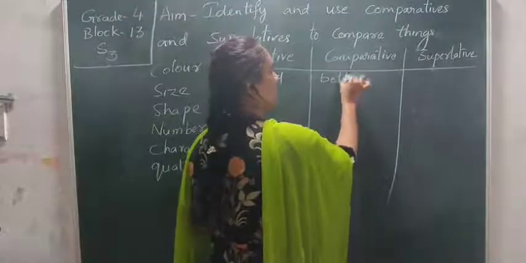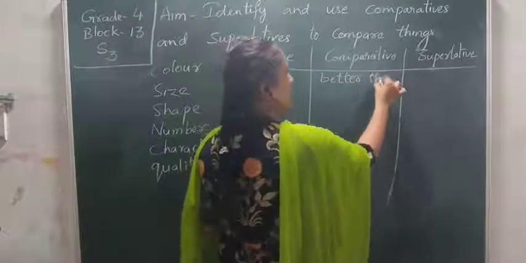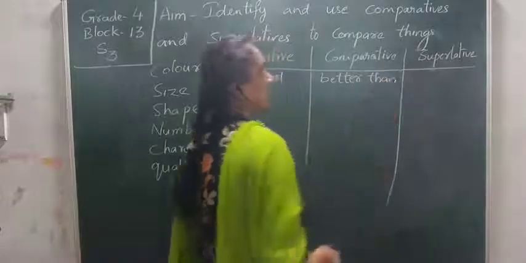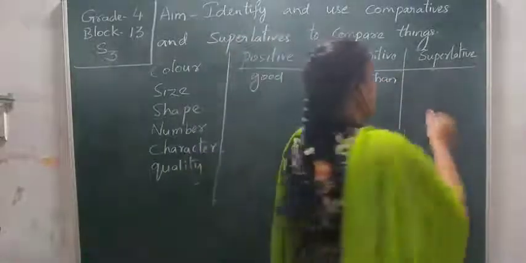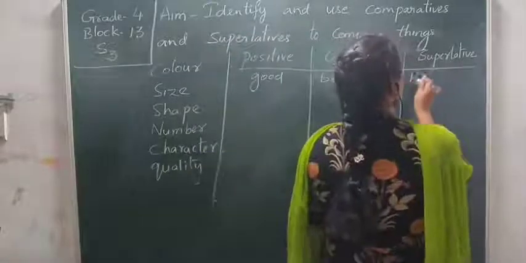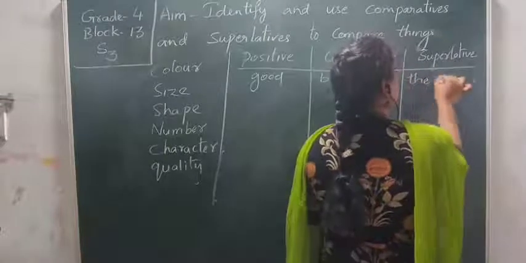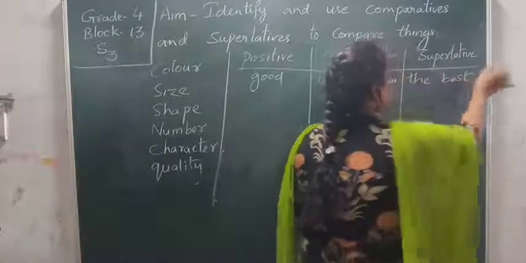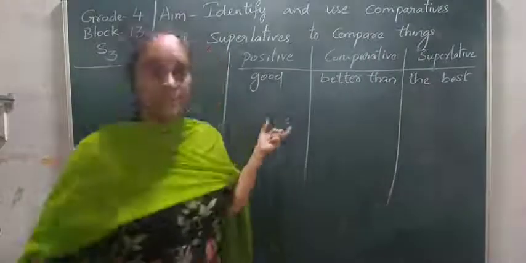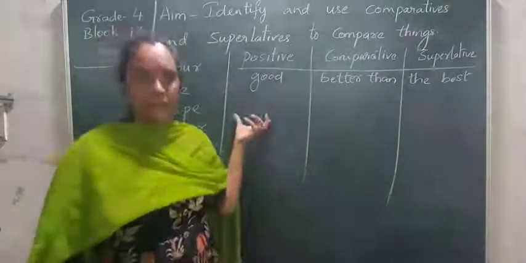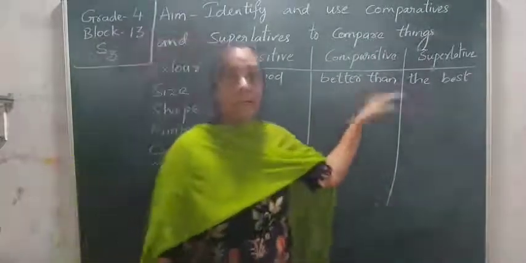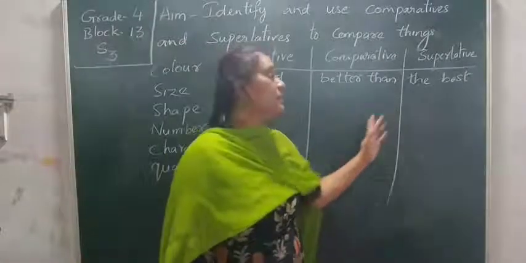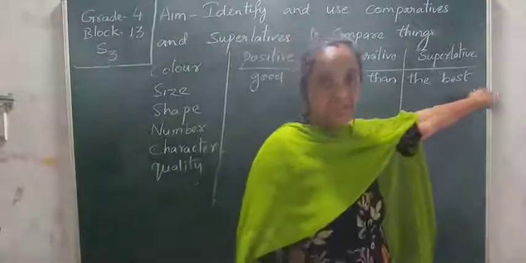When I am comparing between two members, I say better than. If I am comparing with 3, I say best. I can use the in front. So the best. He is the best. Rani is a good girl. So Rani is better than Sita. Rani is the best girl in the class.